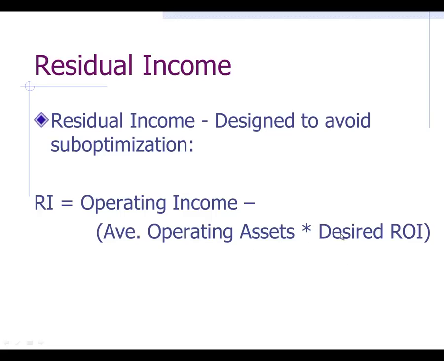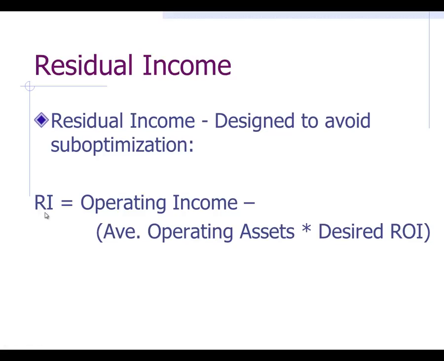Okay, so if you take the desired ROI percent and multiply it by the average operating assets, what this gives you is the amount of desired income. Meaning if the asset earns this amount of income, it's good. So you're going to take this piece and compare it to the actual operating income. If the operating income is greater than the desired income, it's going to give you a positive number, and that's called residual income.